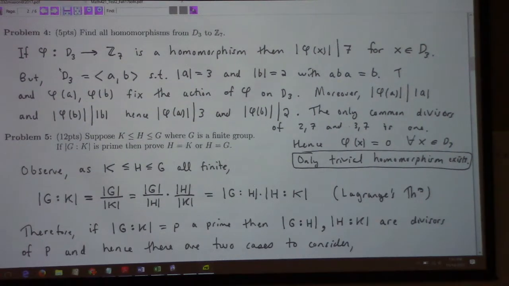Find all homomorphisms from D3 to Z7. All right, so this was supposed to be a gift, but it was not a gift which was freely taken. It was a gift that was refused. Categorically refused by many, many students, and that's unfortunate.